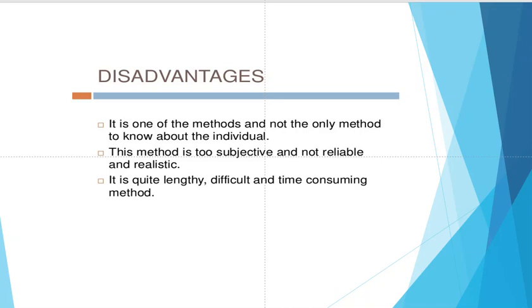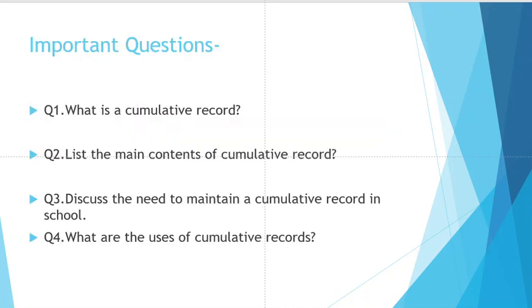Here are some questions related to the cumulative record. First one is, what is a cumulative record? You have just defined the meaning of the cumulative record here. The second question is to list the main contents of a cumulative record. It means what type of content or information we collect and keep in the cumulative record. The third question is to discuss the need to maintain a cumulative record in a school.